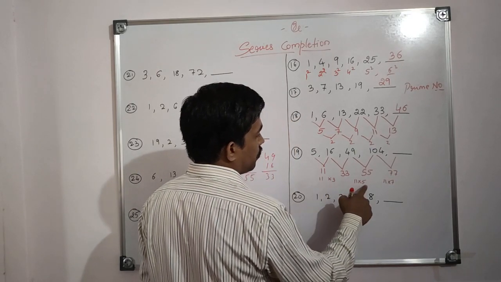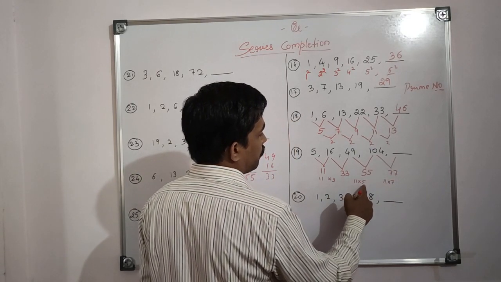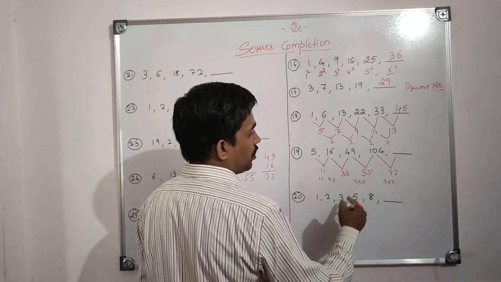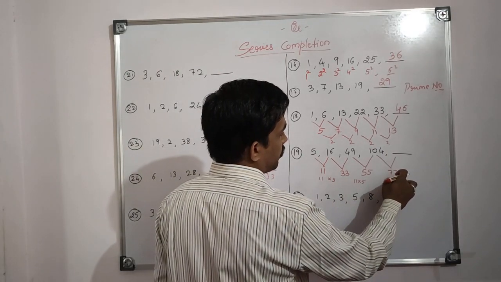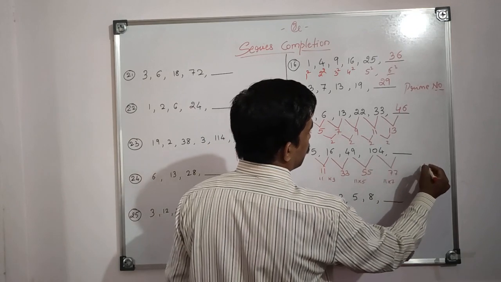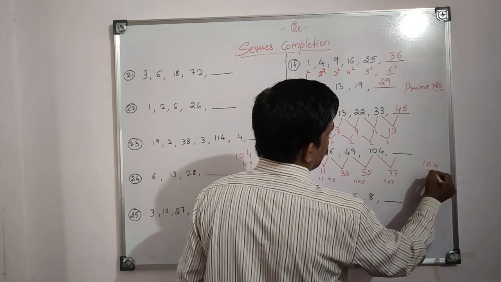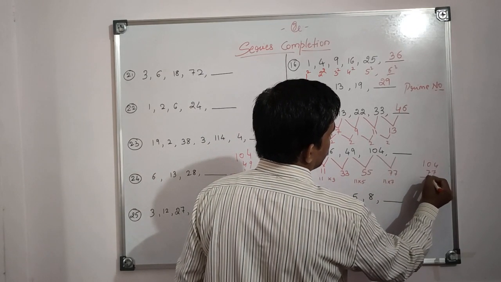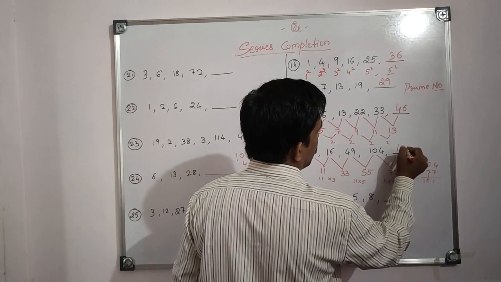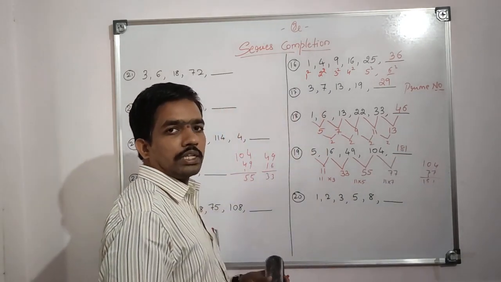Understand? The difference of these three numbers, 3, 5, 7, is two. So it should be 77. 77 plus 104, 104 and 77, 181. 181 is your answer.